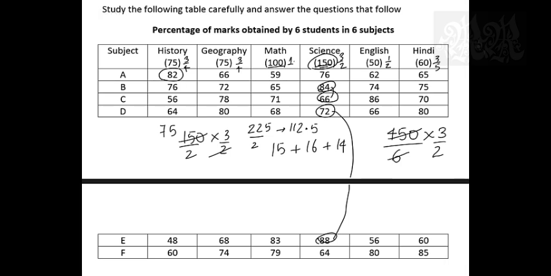Let's do this one more time. These two we can merge, we get 15. When you merge these two, you get 16. And when you merge 64 and 76, you get 14. 14, 15 and 16 gives you 450. 450 divided by 6, because you need the average of 6 people, into 3 by 2, because that's the multiplier. Are we clear? Try this.